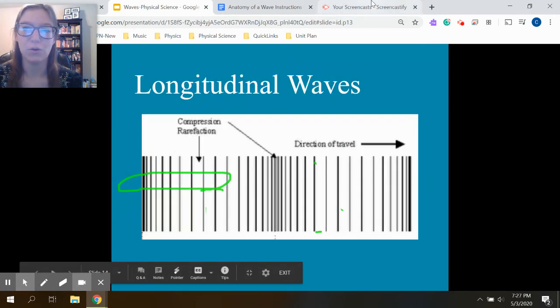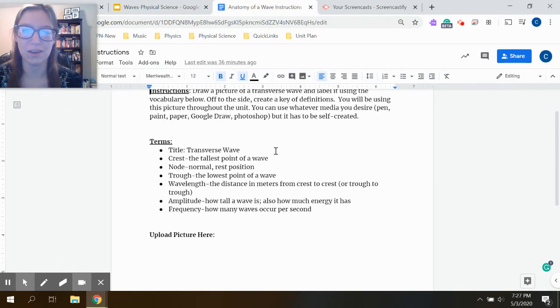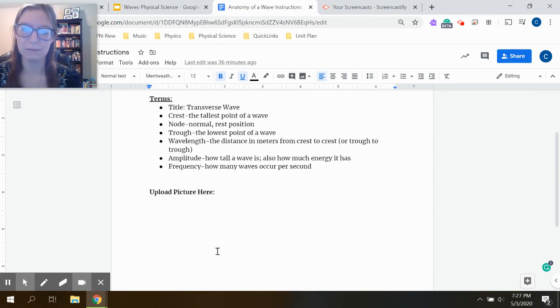All right, we're going to pause here. So again, these terms are also listed right here with the definitions. Your assignment is to make a picture of a wave, label it using these terms, make yourself a key off to the side, and then upload a picture of that there. And remember, this can be in different media forms, but it just cannot be a Google image search.